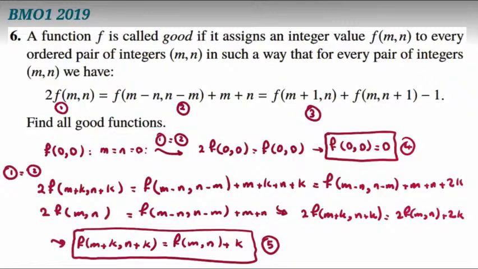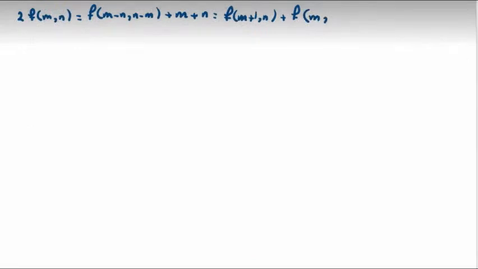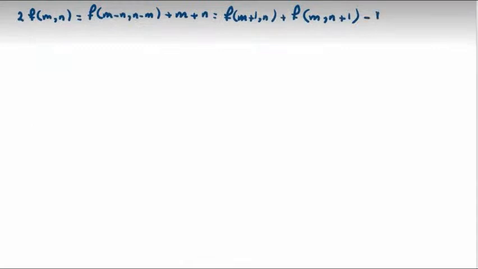Now, we want to start finding f(1, 0), f(2, 0). So, in the next step, let's write the equation 2f(mn) equal to f(m−n−m) plus m plus n equal to f(m+1, n) plus f(m, n) minus mn plus 1, minus 1. Okay, we want to find f(1, 0).